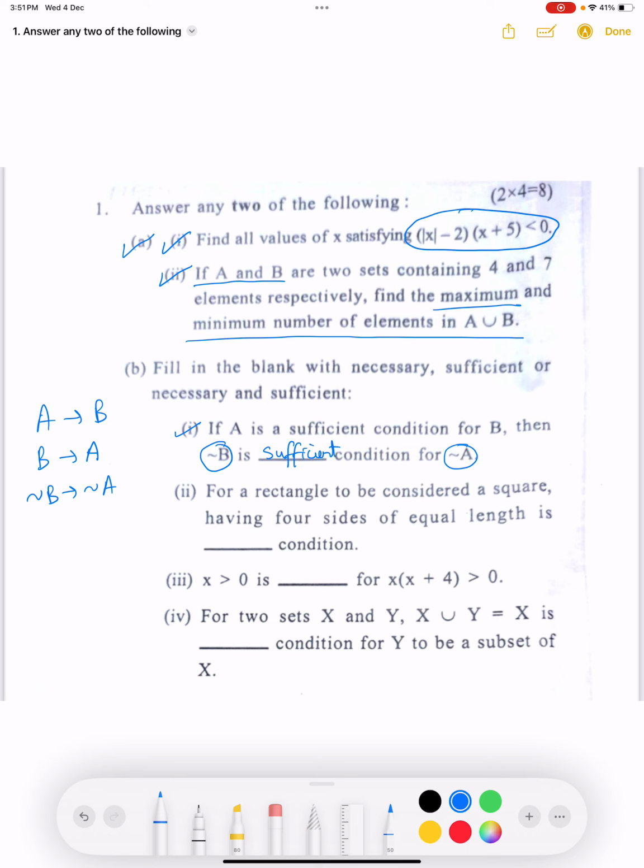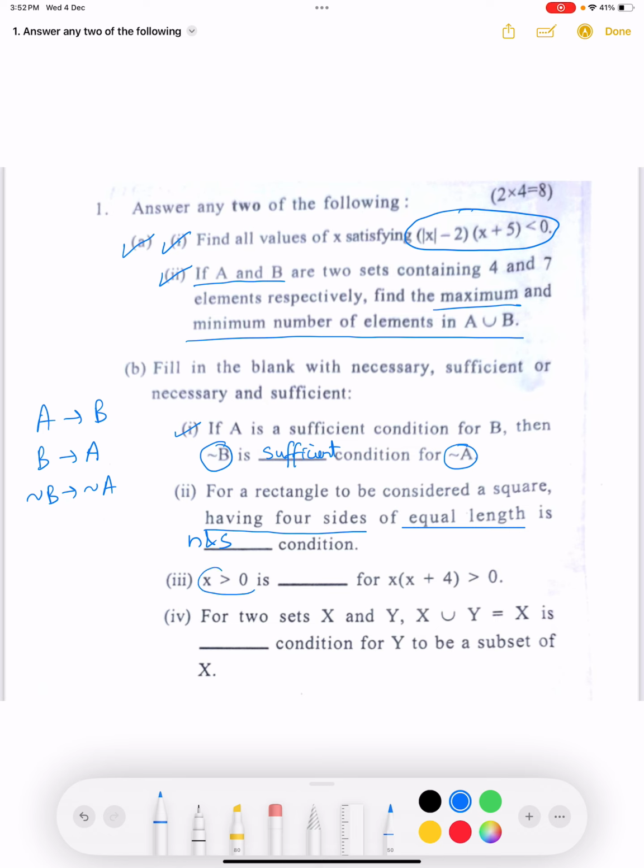Okay, now for a rectangle to be considered a square, having 4 sides is necessary and of equal length is sufficient. So if you have a rectangle, it is necessary to have 4 sides. But if you have the condition that it is of equal length as well, it is a square. So it is both necessary and sufficient.